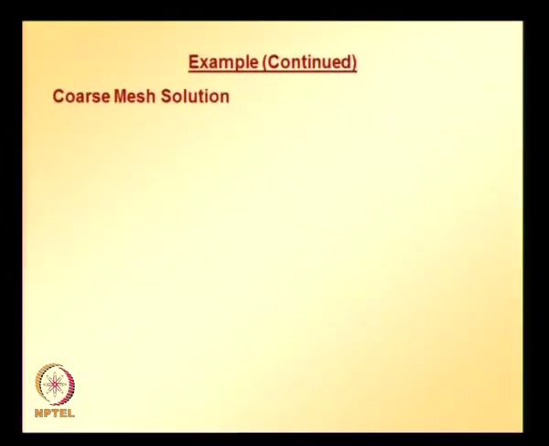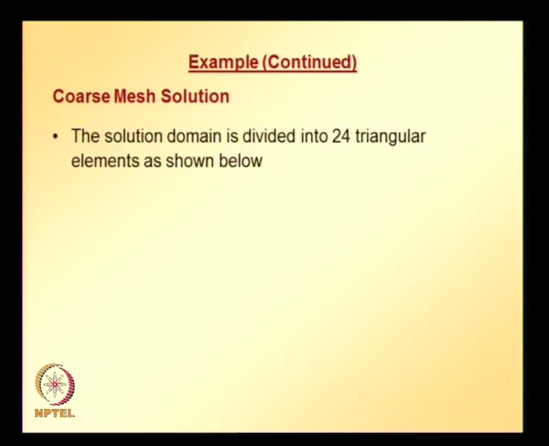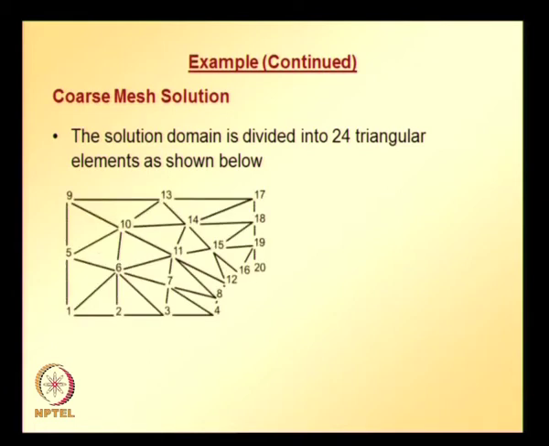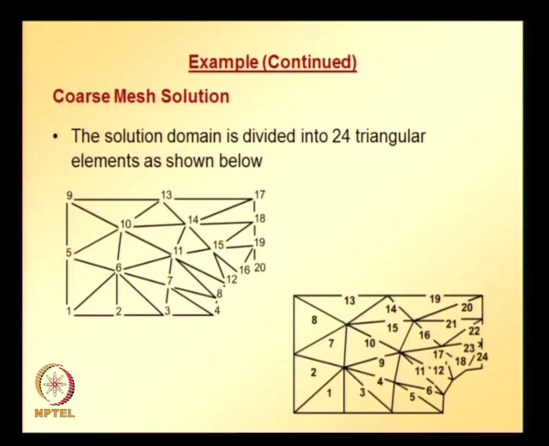So, now let us see the solution, how it looks or how it converges when we take different meshes. Here is the coarse mesh solution, by coarse mesh I mean the quarter model consists of 24 triangular elements. So, this is the quarter model and it consists of 20 nodes, and the corresponding elements are here, 24 triangular elements.